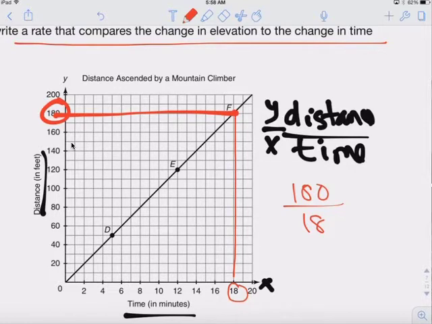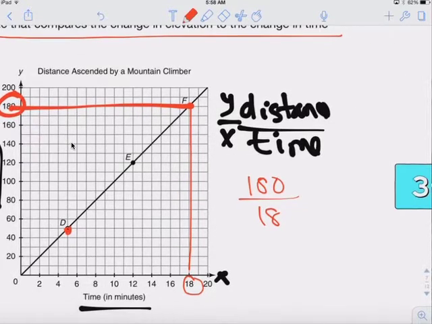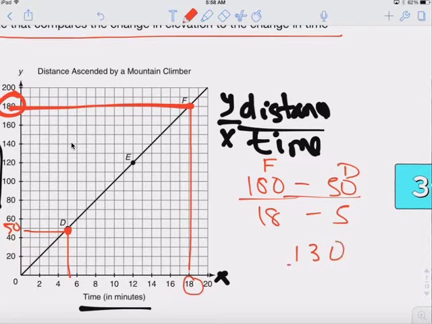And you can pick any point. Let's say you pick D. Be creative, pick D. This is F to D. D is 50 feet over 5 minutes. So we get 130 over 13, which is 10 over 1, 10 feet over 1 minute.